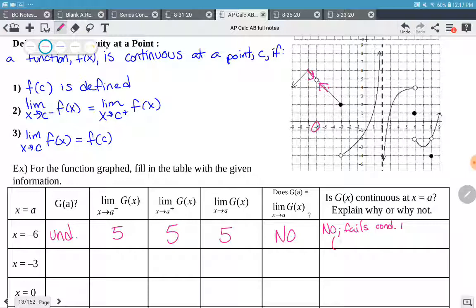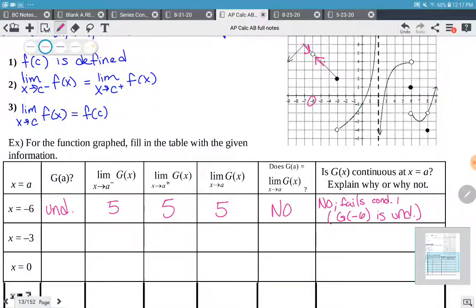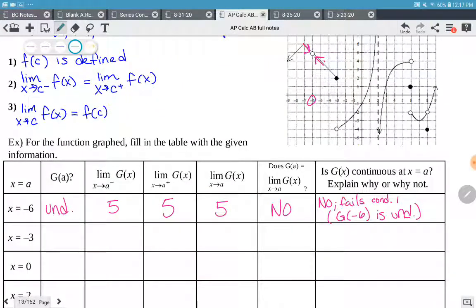Or I can just say g of -6 is undefined. Okay, let's look at the next one. So if I have -3, that's right here, the function value is that point, so it's up at 2. And as I approach from the left side, it's also equal to 2. But if I go from the right side, it looks like I'm approaching the y value -4.